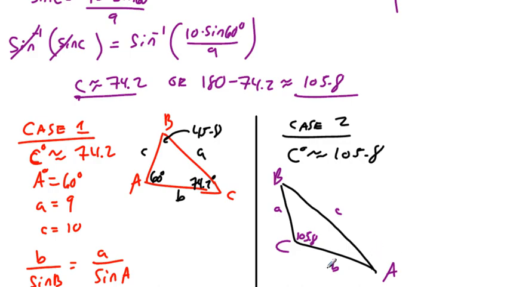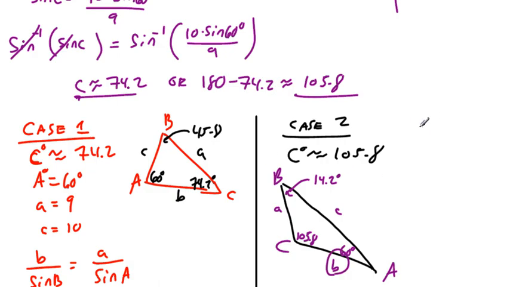Okay, let's see here. We know that angle A right here is 60 degrees. Well, that means we can find B right here, right? We can find that very, very easily by doing 180 minus 105.8 minus 60. And that gives us 14.2 degrees. Okay, so we have all three angles. We now need to find our three sides. Let's go ahead and find, let's see, b, I guess. Let's go ahead and find lowercase b right here.